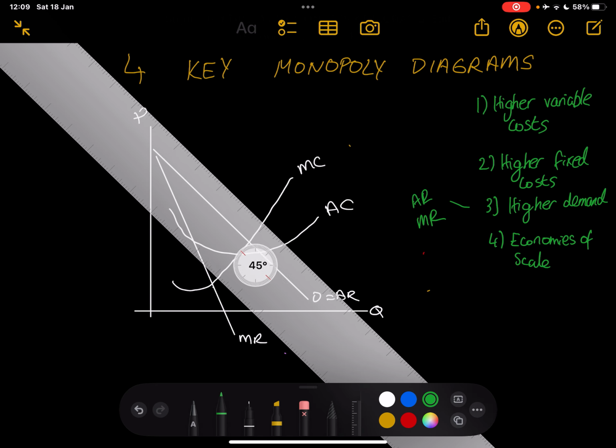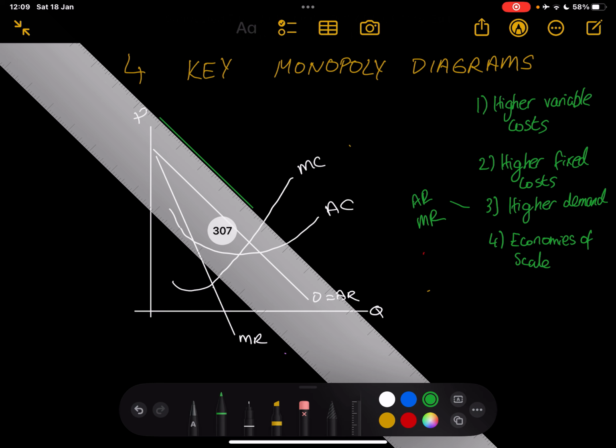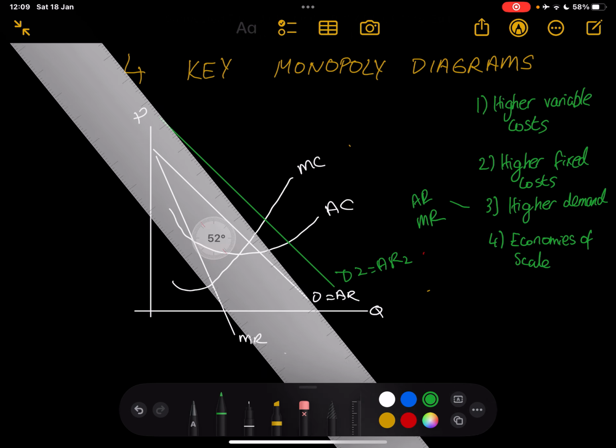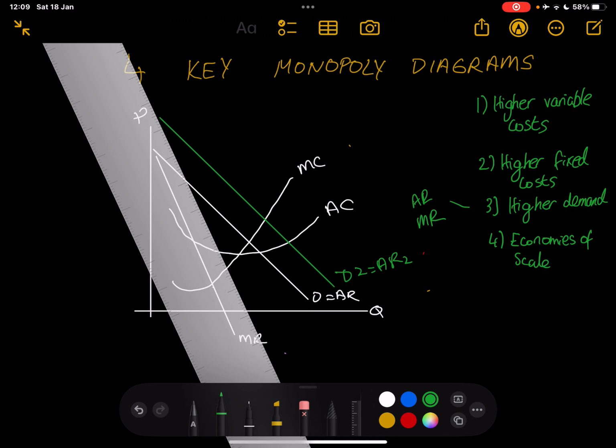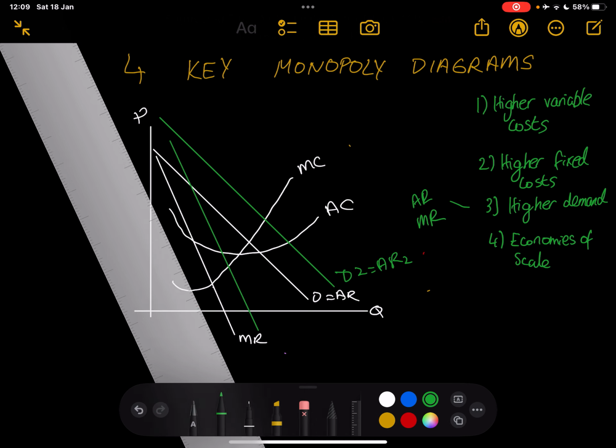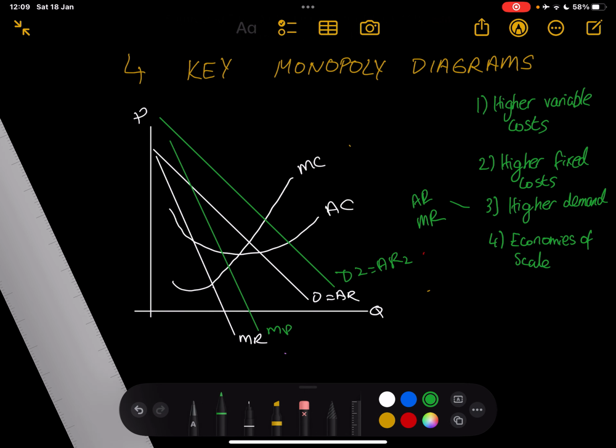So when we have higher demand, we shift the curve to the right. We have D2 equal to AR2. Now you know that your MR curve always cuts halfway, so it's always twice as steep. In other words, you need a new MR curve. And then just follow the process to get the right quantity.